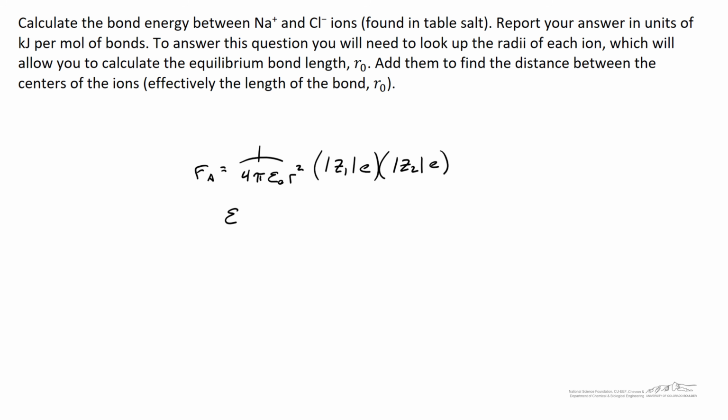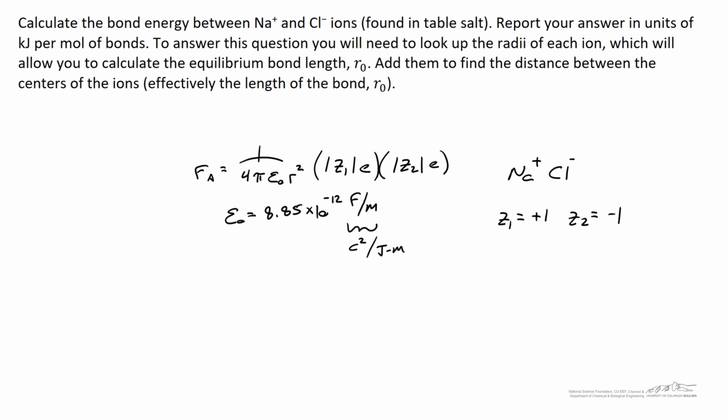The value of epsilon naught is just a known constant. It's equal to 8.85 times 10 to the minus 12 farads per meter. In base units, a farad per meter is equivalent to a coulomb squared divided by a joule times meters. And because we're dealing with a bond between a sodium plus and chloride minus 1, the value of Z1 is going to be equal to positive 1 and Z2 is equal to negative 1.